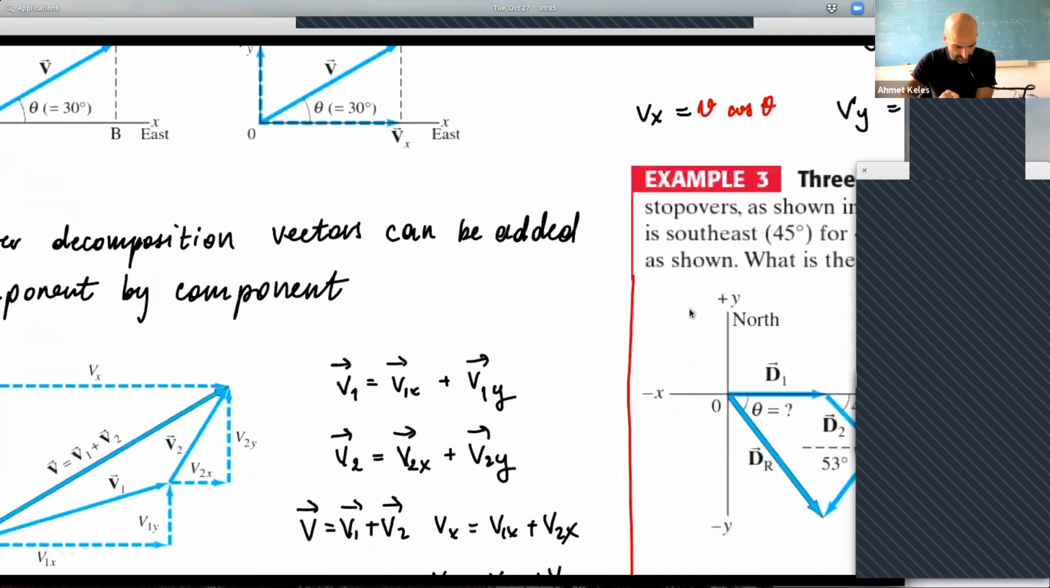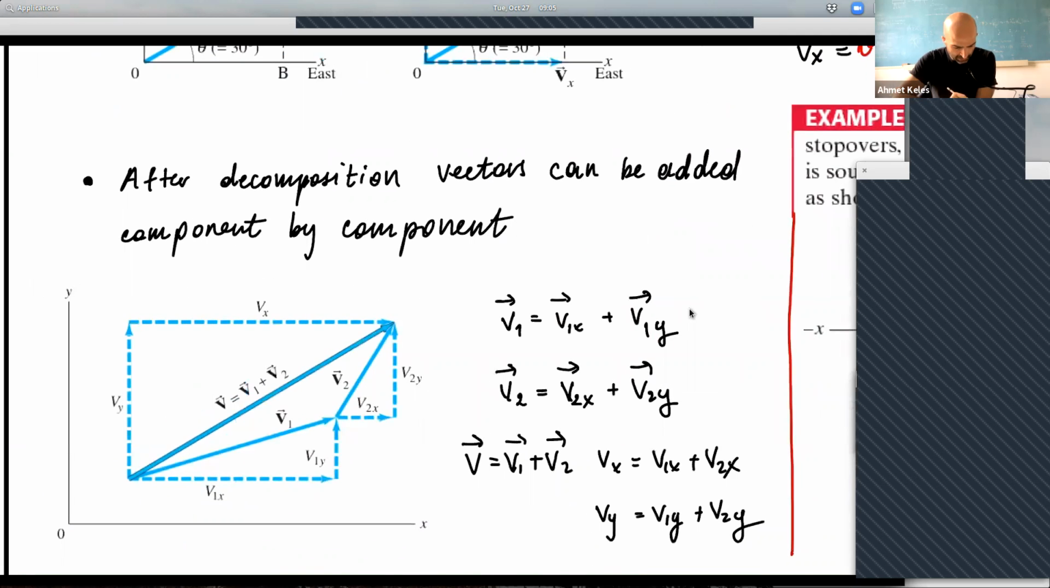Here's the example from your book. You want to add V1 to V2. What you do is decompose V1 to V1x and V1y. Decompose V2 to V2x and V2y. And the resultant vector is this, and you just need its components. Its y component is V1y plus V2y. Its x component is V1x plus V2x, like here.